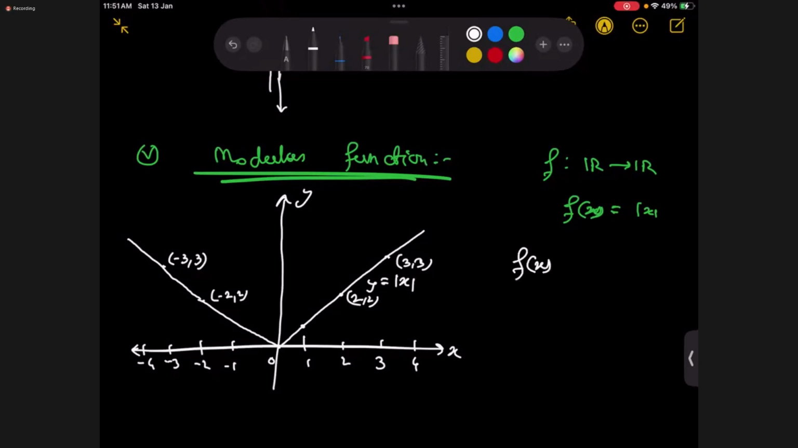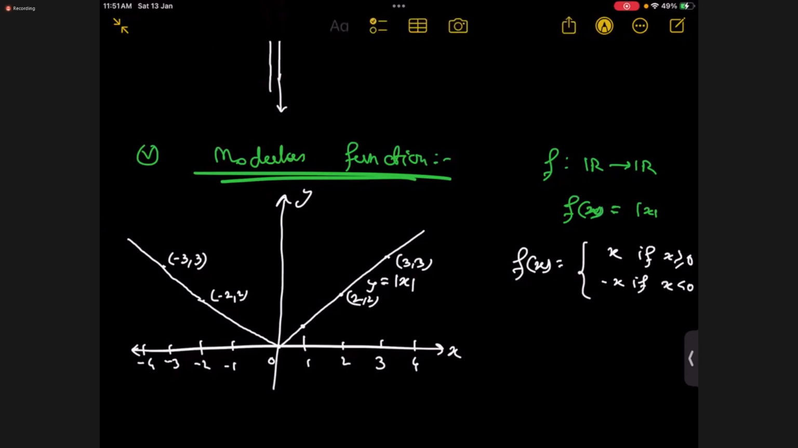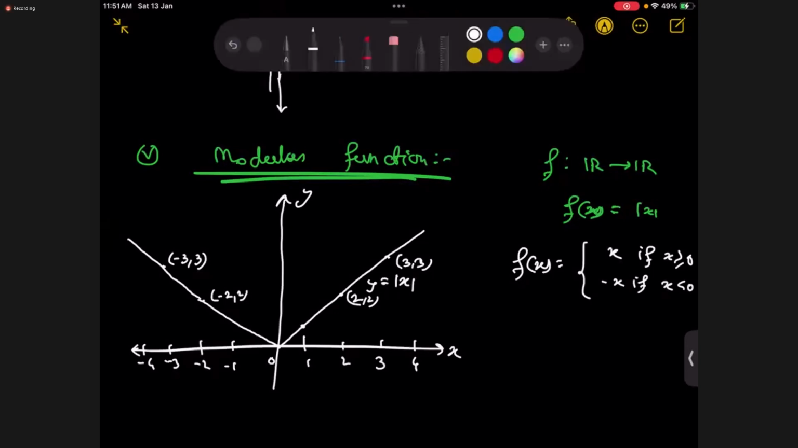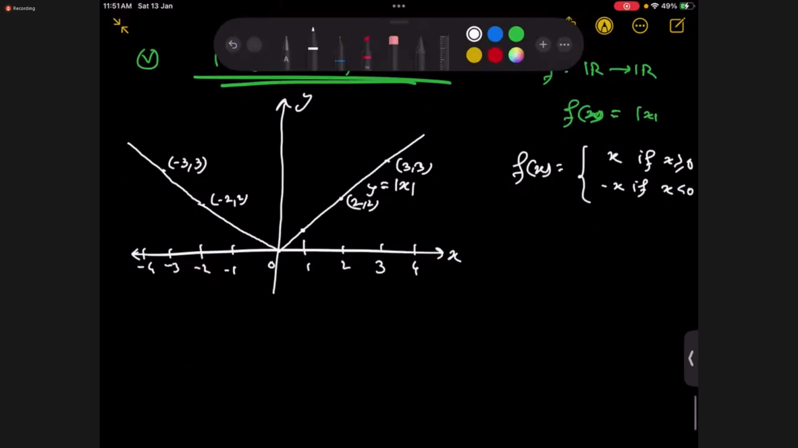f(x) equals to, in second bracket, x if x is greater than or equal to 0, and minus x if x is less than 0. Okay, and also like this we can write this modulus function. And the next function is the signum function.